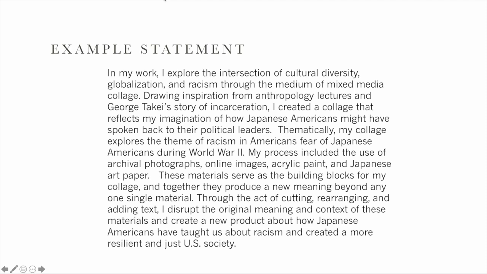These materials serve as the building blocks for my collage, and together they produce a new meaning beyond any one single material. Through the act of cutting, rearranging, and adding text, I disrupt the original meaning and context of these materials and create a new product about how Japanese Americans have taught us about racism and created a more resilient and just U.S. society. It's a basic way of putting a statement together to accompany the collage that will help people understand it, help people get more out of your collage itself.